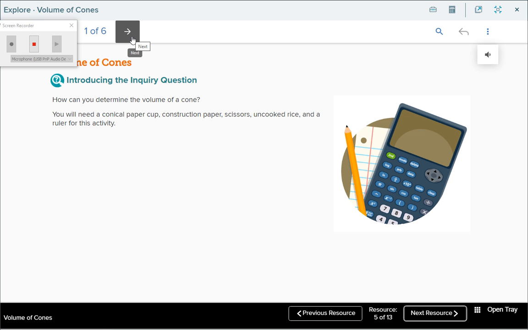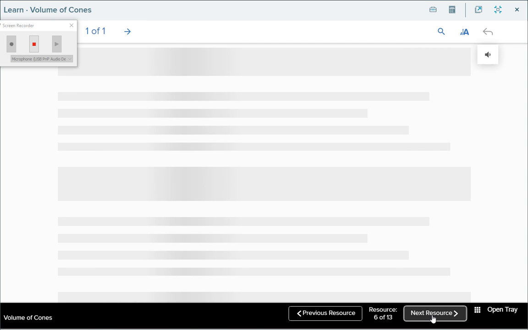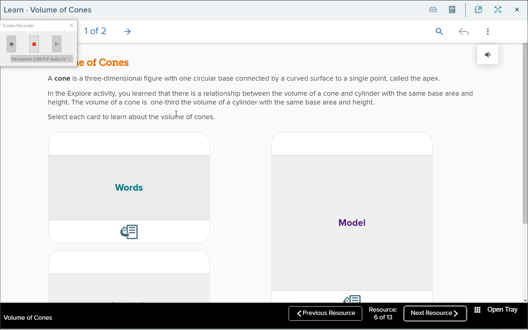Okay, so let's take a look at an example. First of all, if you want to write down the definition of a cone, it's a three-dimensional figure with a circular base connected by a curved surface to a single point called the apex. If you want to write that down, the definition of a cone. All right, let's take a look at an actual cone, and we're going to find the volume.